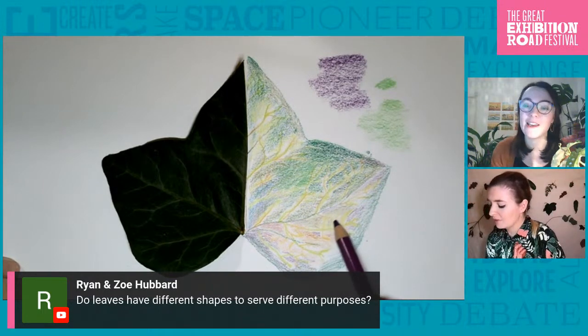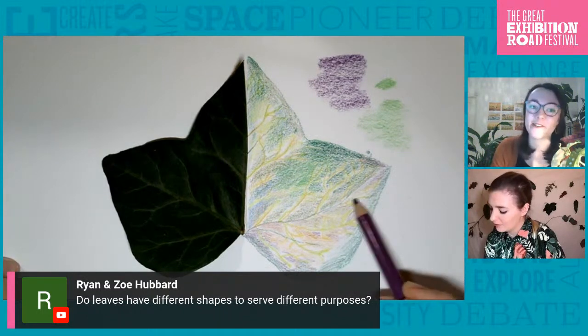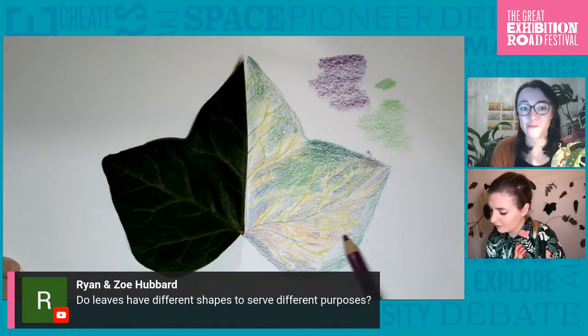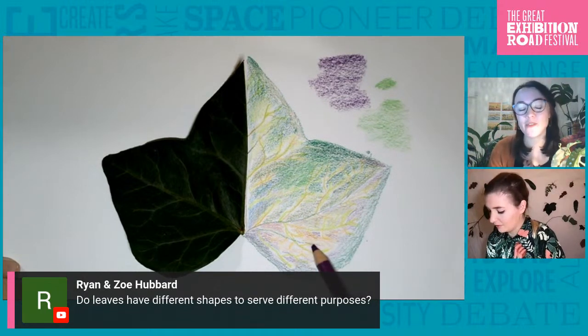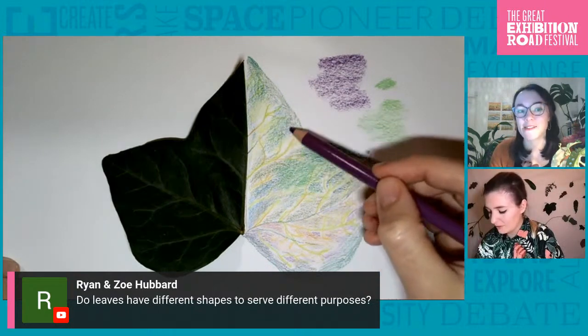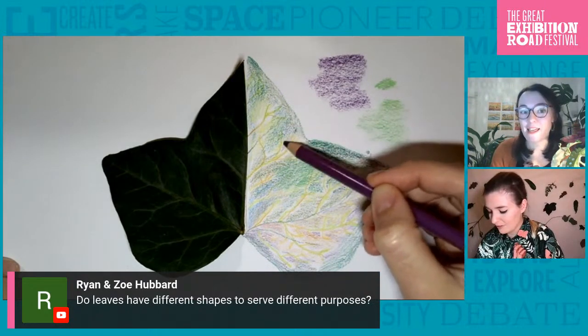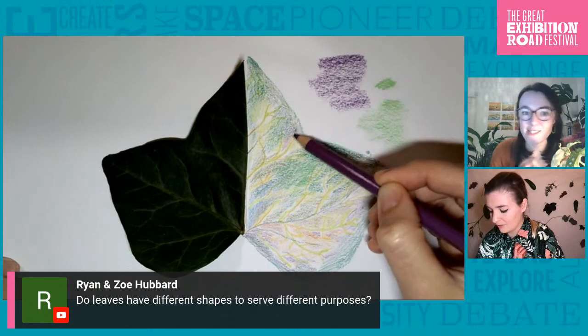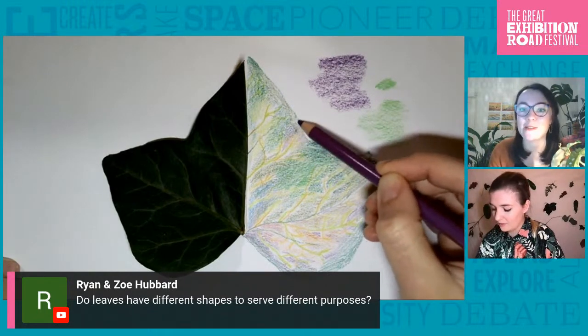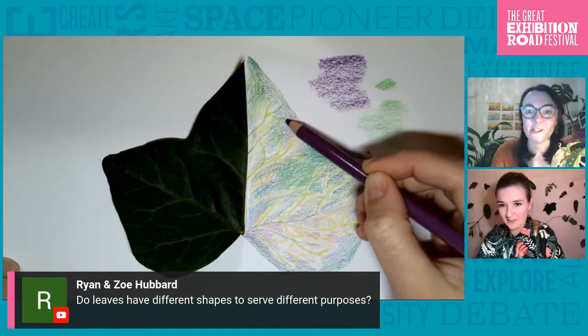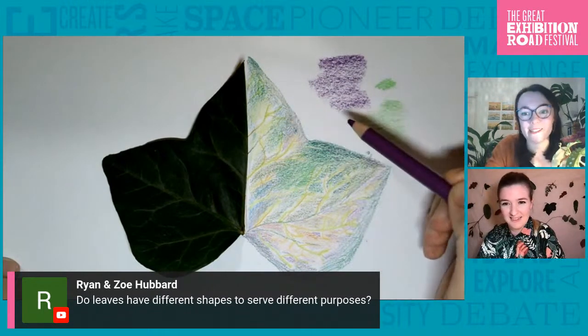So usually, in answer to your question, Ryan and Zoe, it's probably to do with photosynthesis. And that is how a leaf makes food and feeds the plant. But really it depends on where a plant is, what its life history and lifestyle is, and where it is in terms of its natural habitat. But great question. And there's still a lot to explore relating to that.